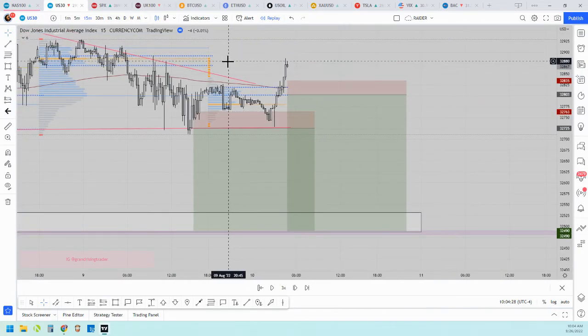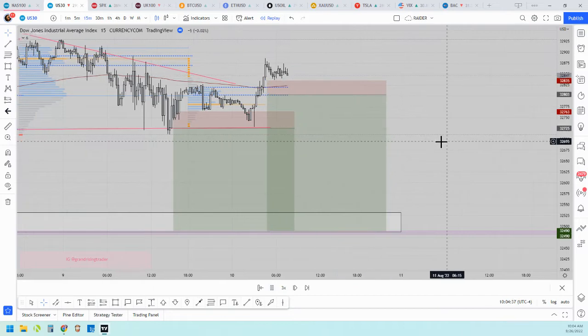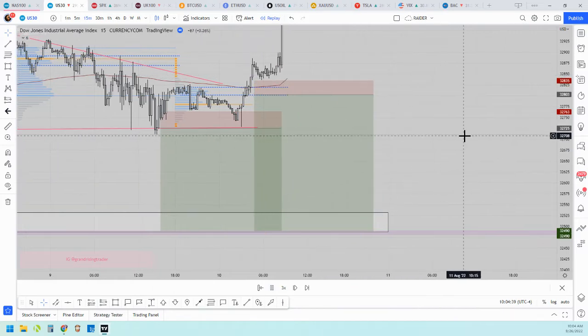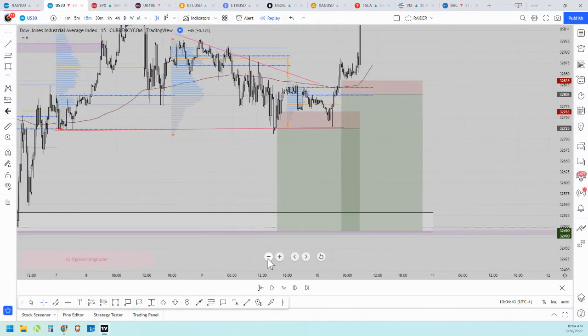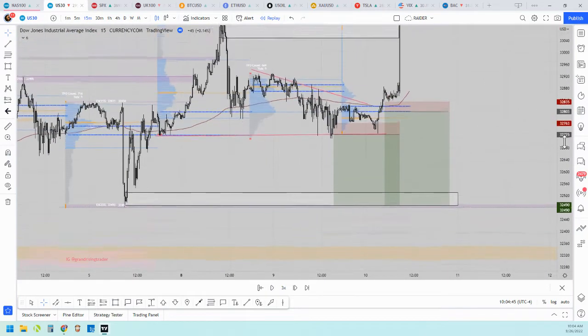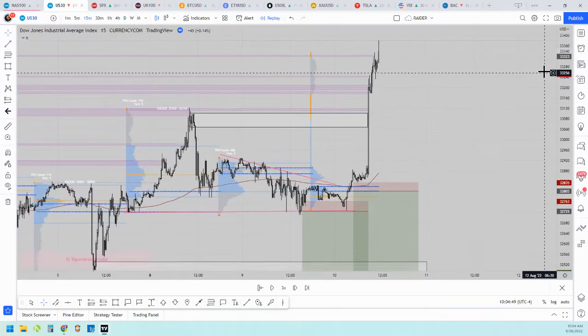So let's see. It's trying to retest this previous POC. So this got us stopped out. Or we're stopped out on this. Oh, what's it doing? Maybe I should zoom out a little bit more. And it's going up. So it's going up, and it did go up. Holy crap. Okay.